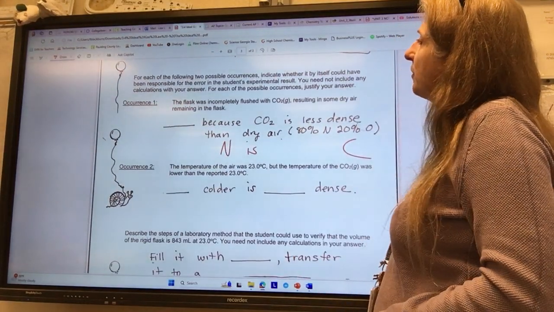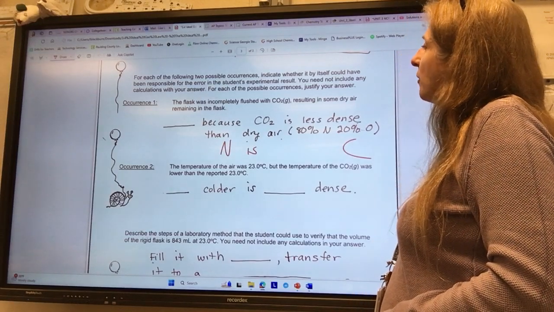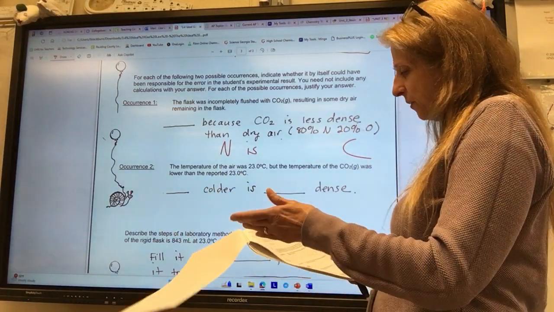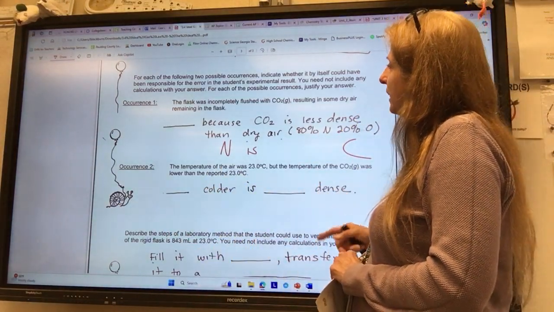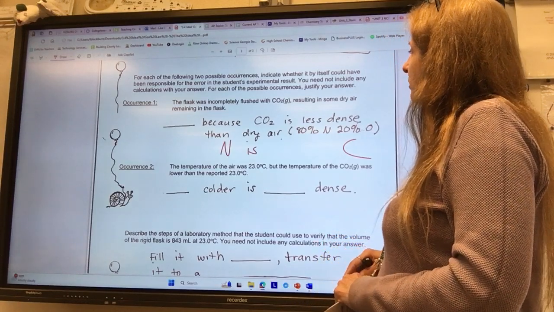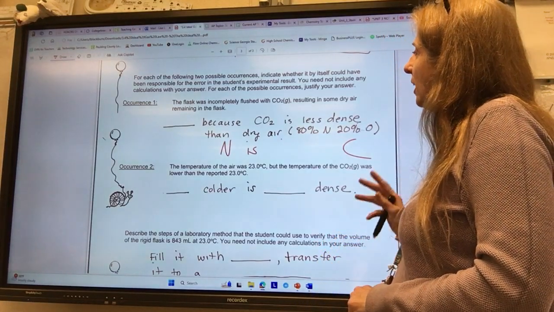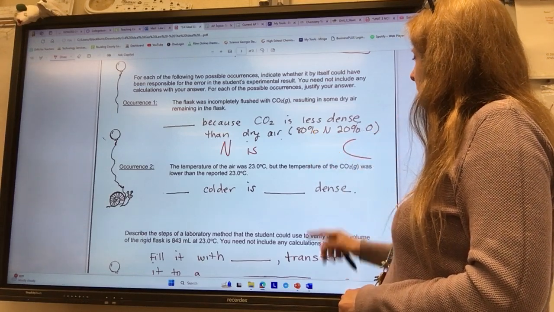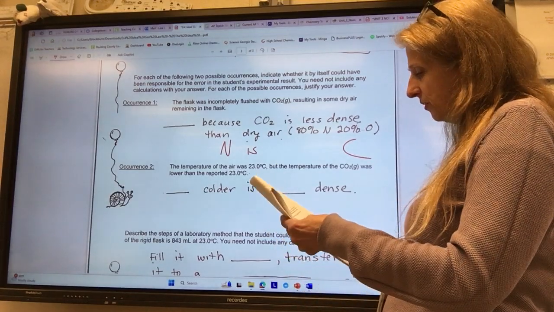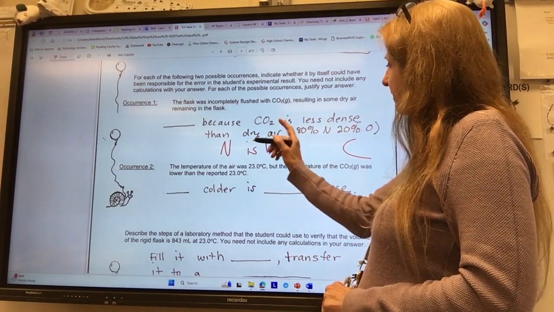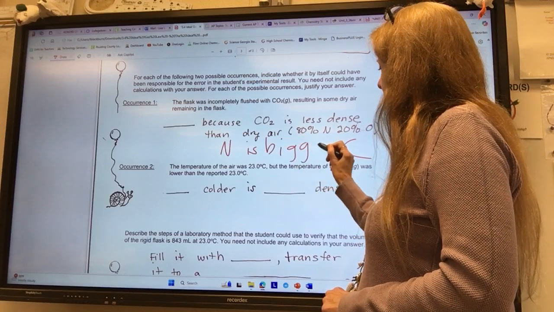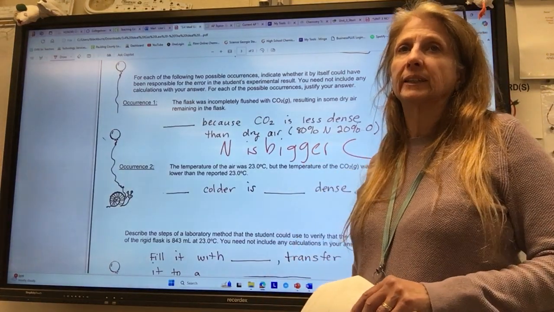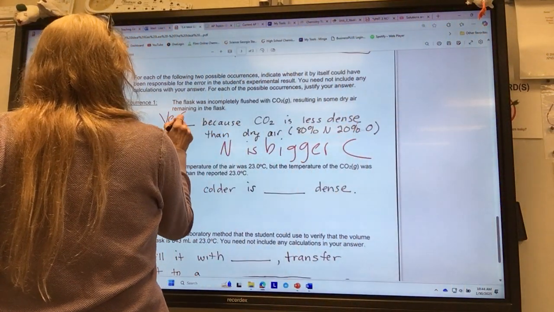Okay, then it says, for each of the following two possible occurrences, say whether this could have caused the error or not. So they really like this also on the AP test. So the first one, the flask was incompletely flushed with carbon dioxide, resulting in some dry air remaining in the flask. So you had some air instead of carbon dioxide. So air is 80% nitrogen and 20% oxygen. So nitrogen is, the oxygen is the same, but nitrogen is bigger than carbon. So would that cause this problem? Yes, it would. And that's why.